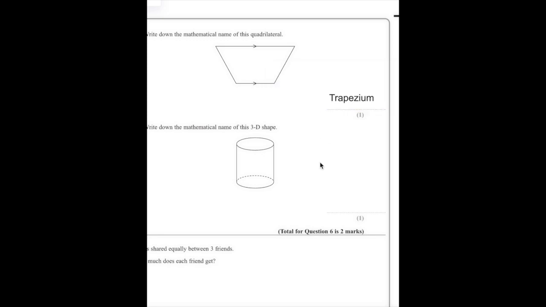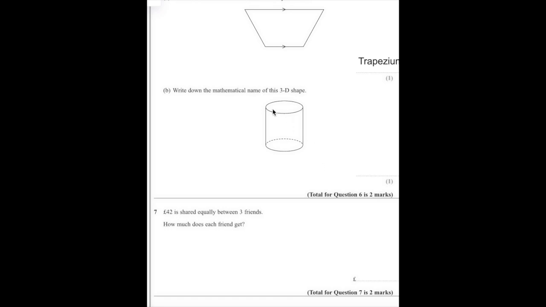It's a trapezium, this shape. And the next one, you always need to remember this. See how it's a circle up at the top, but it's like a 3D circle. This is known as a cylinder.